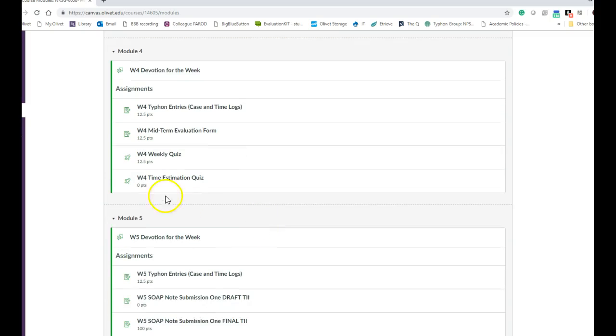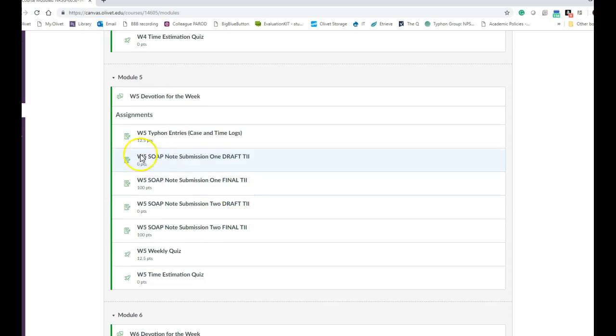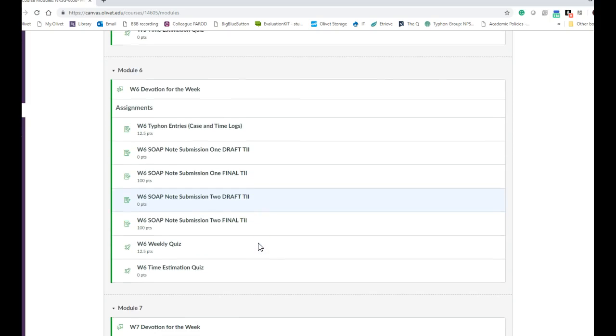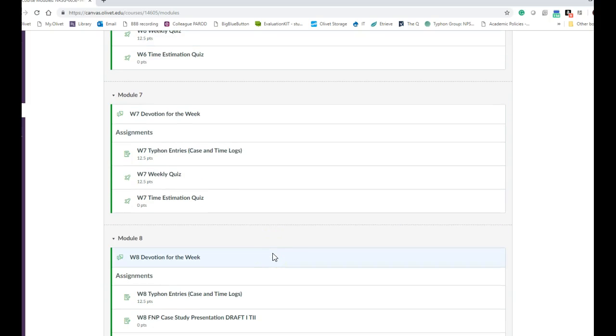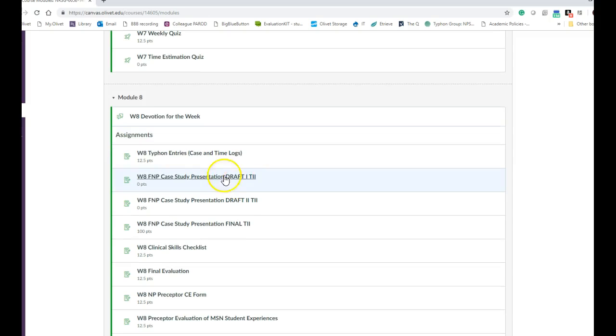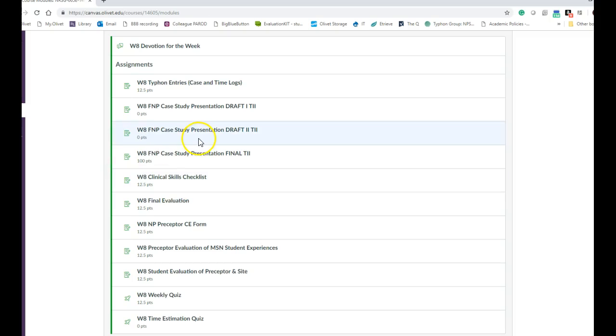Week 4, we have evaluations, their weekly quiz. Week 5, Typhon, SOAP notes, their quiz. Week 6, SOAP notes, their weekly quiz. And then week 7, their weekly quiz. Week 8, Typhon, the case study presentation, which will be peer reviewed. The clinical skills checklist.